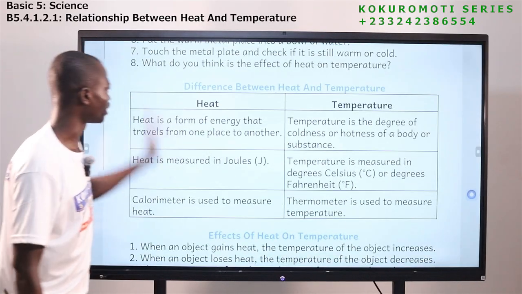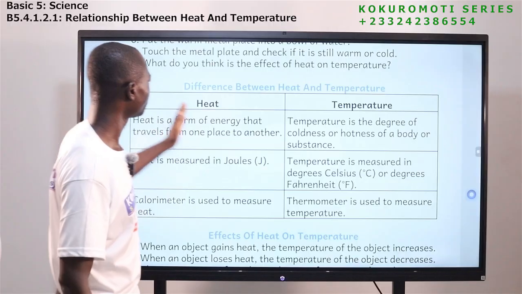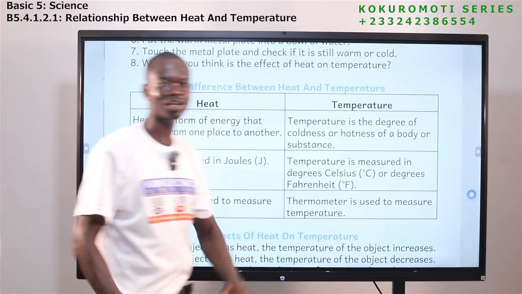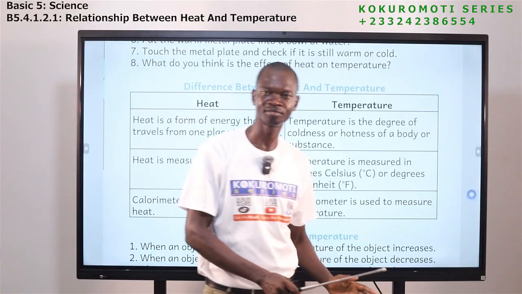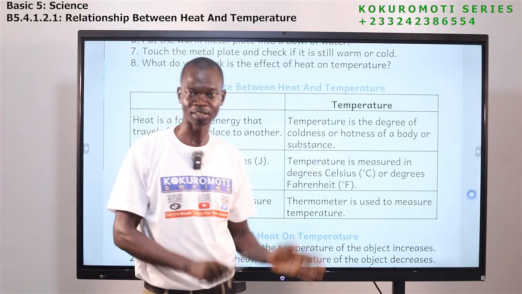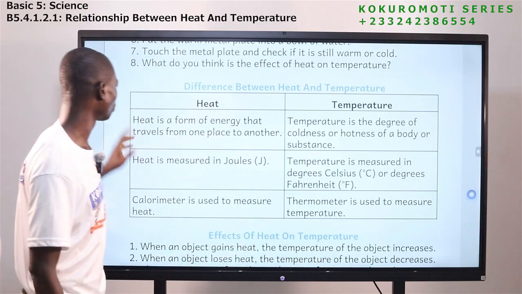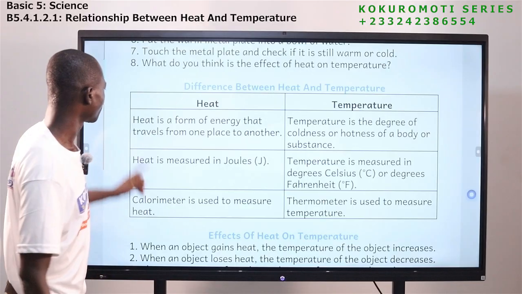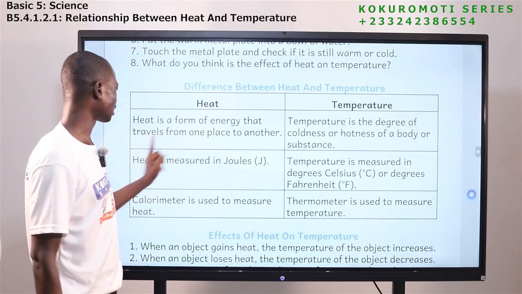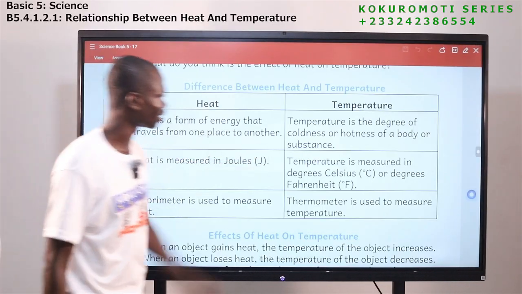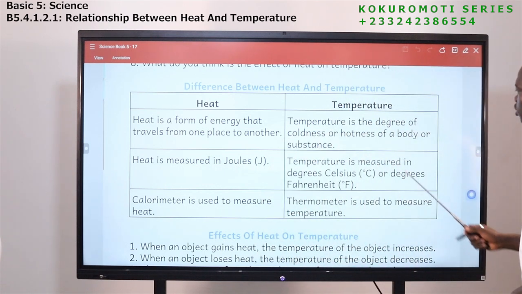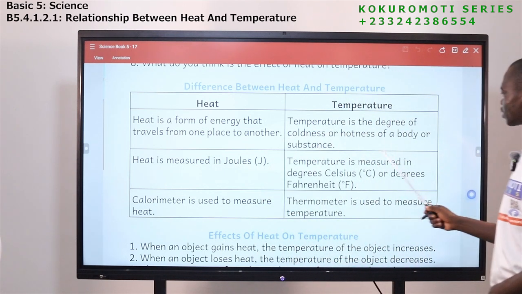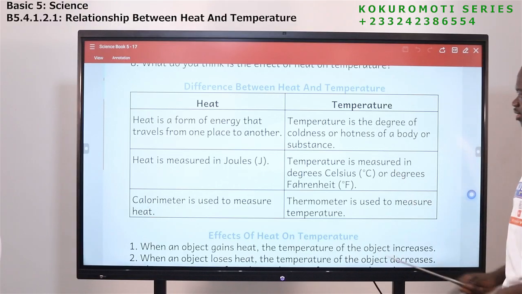Now let's look at the differences between heat and temperature. What are the differences? Is heat the same as temperature? Let's look at them. 1. Heat. Heat is a form of energy that travels from one point to another. Temperature. Temperature is the degree of coldness or hotness of a body or substance.